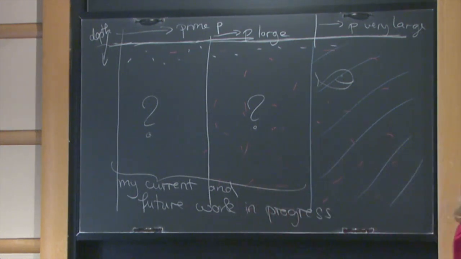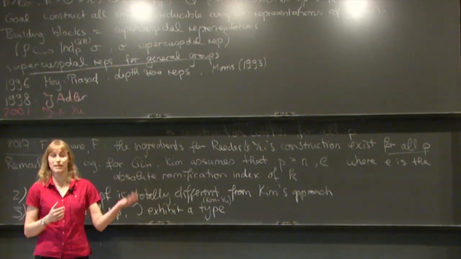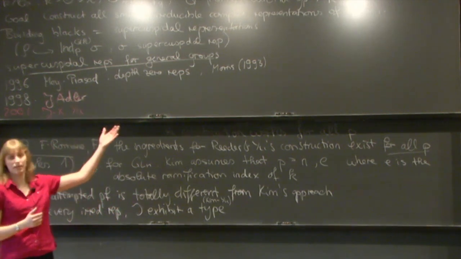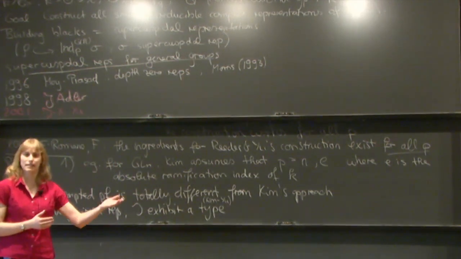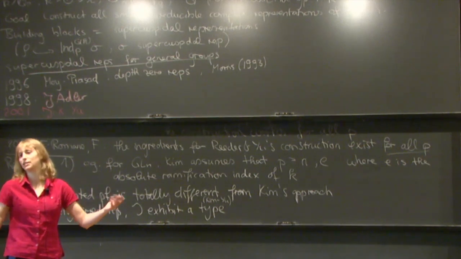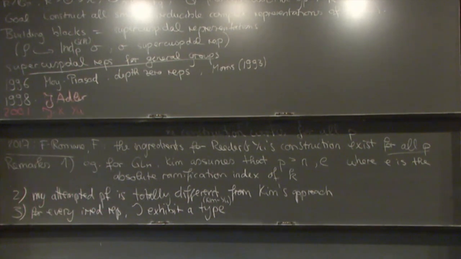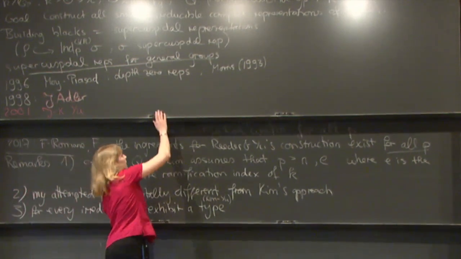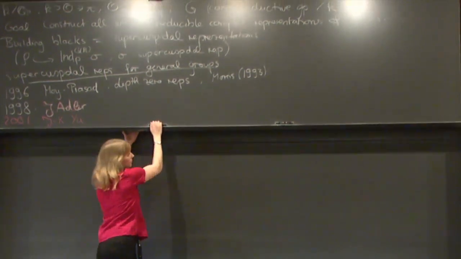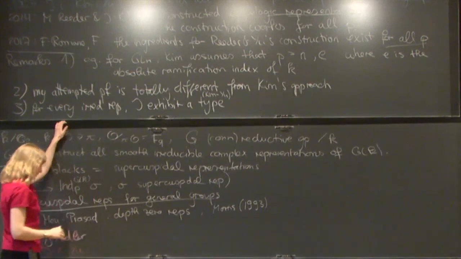And for supercuspidal representations, it does even more. If you give me a supercuspidal representation, I give you the JKU datum and say, here's the datum, run the JKU construction, and you get back your representation. All right, so that's the idea.